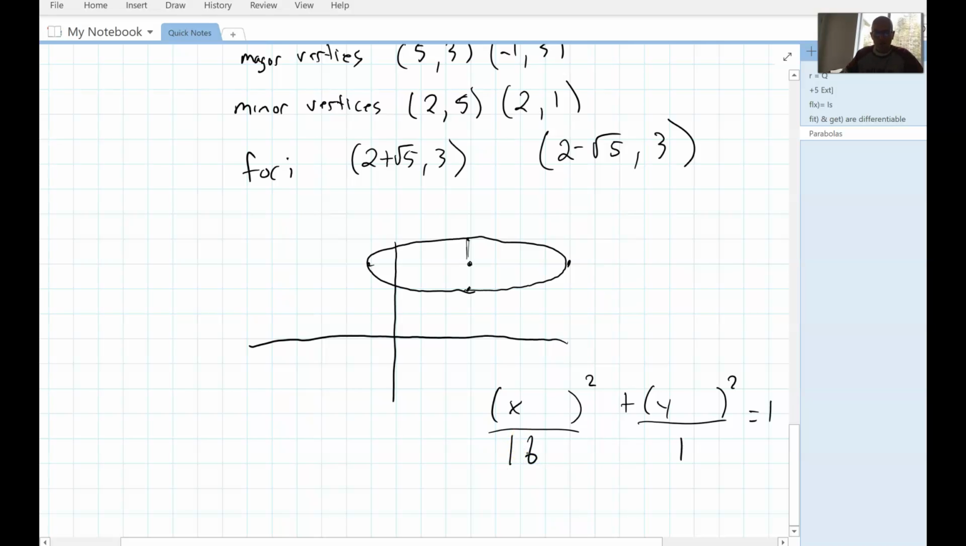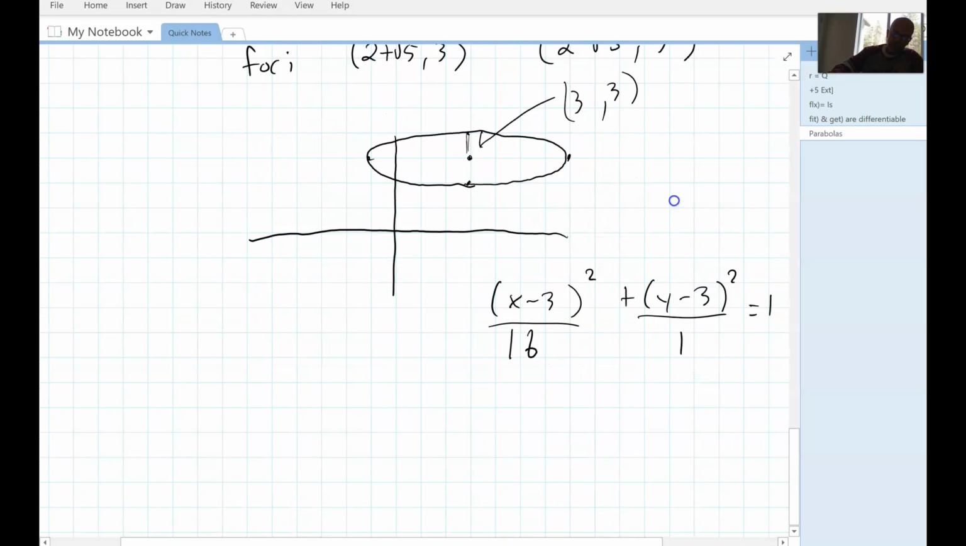Got that down. And the location of the center is the point 3, 3. So I'd put a minus 3 there and a minus 3 there, and boom, I got an equation. That would be the equation to that ellipse. Really that simple.